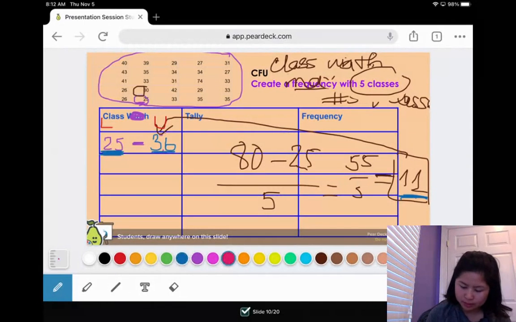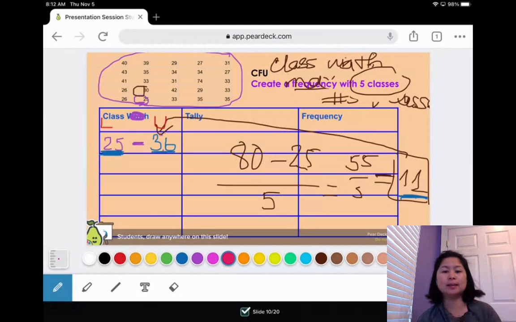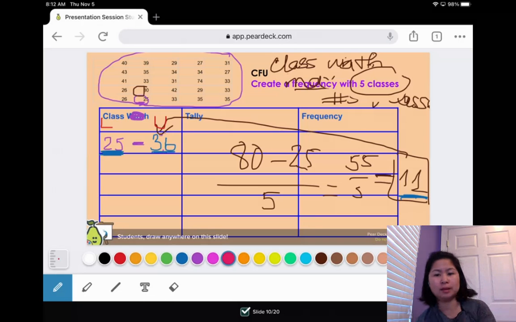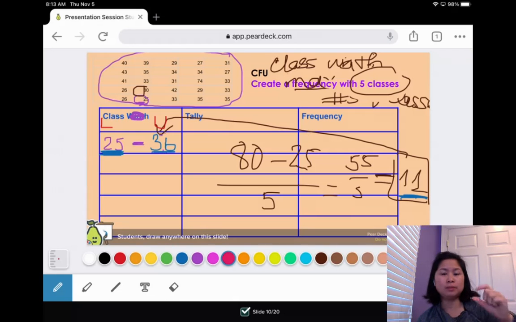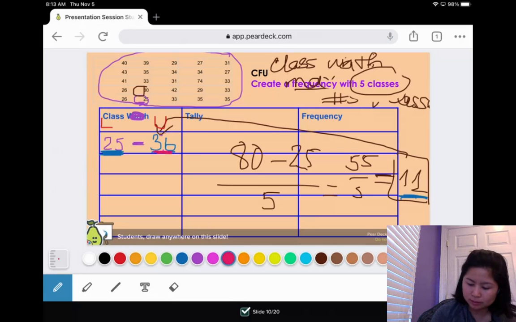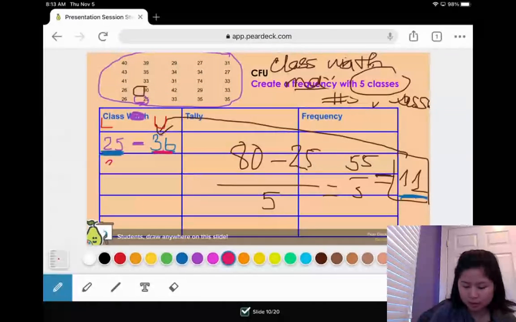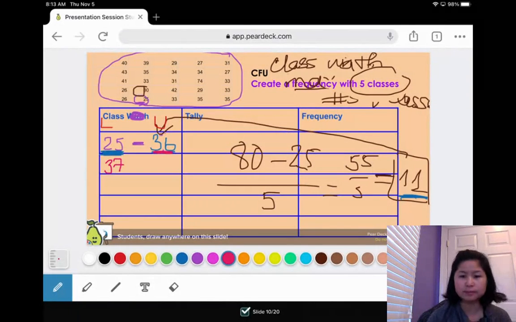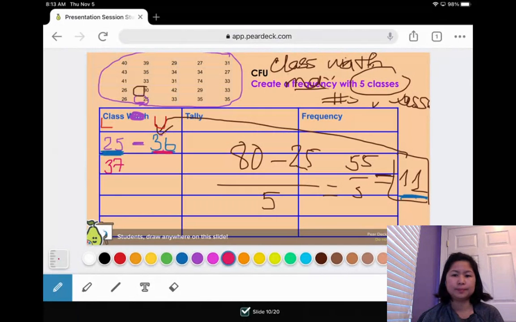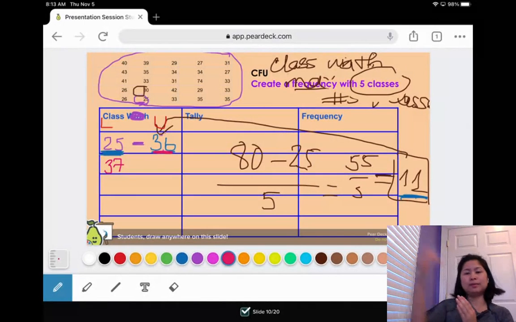Now what I would do is I'm going to go to my next class. So this is my first group. It's going to be from between 25 and 36. I'm going to determine my next class. How do I determine it? I'm going to start right here where I stopped. I have 36. To get my next number, it's just always one more. So it's going to be 37. So I continue with my previous group. I always do that. My next group is continue from the previous.